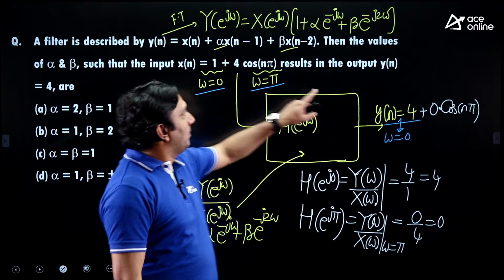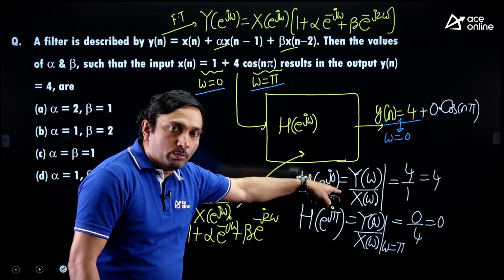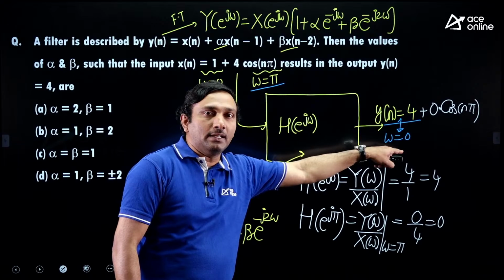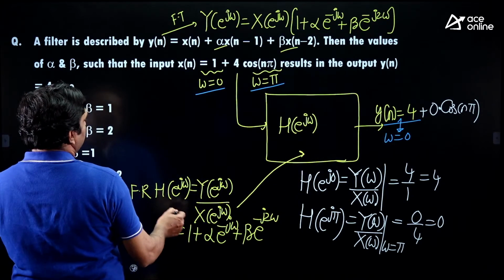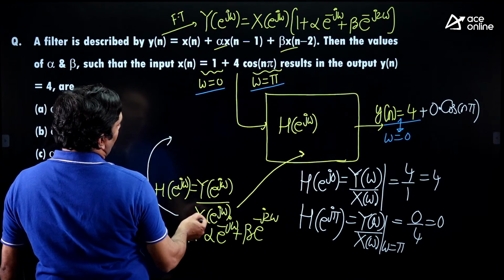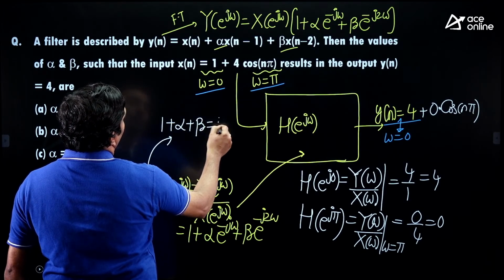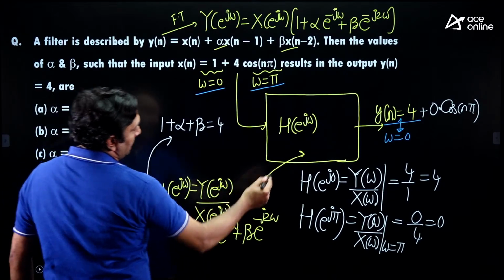DC response: output amplitude by input amplitude at the origin, omega equals 0. The input-side frequency pi is there, that is not present at the output side. Substituting omega value 0 here, 1 plus alpha plus beta equals 4. I am replacing omega with 0.